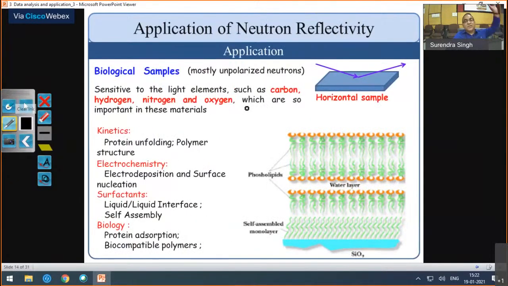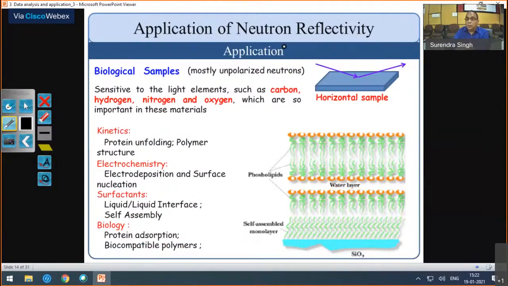Okay. So let us now see the applications of neutron reflectivity. Neutron reflectivity has applications in both fields, biological or soft matter, as well as magnetism, interface magnetism. When we do biological samples, mostly we are using unpolarized neutrons. With biological samples, sometimes we come across a solid substrate with a liquid film, and that kind of sample we cannot put vertically. So we should design an instrument which can do neutron reflectivity on a horizontal sample.